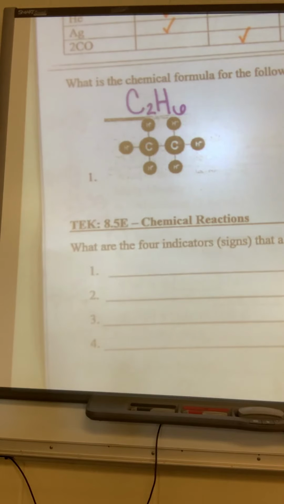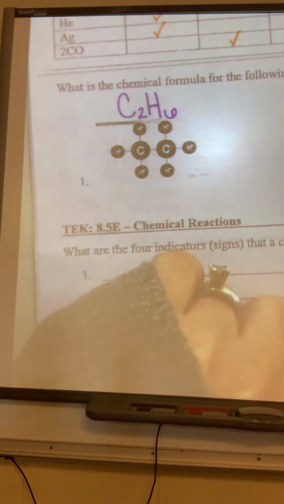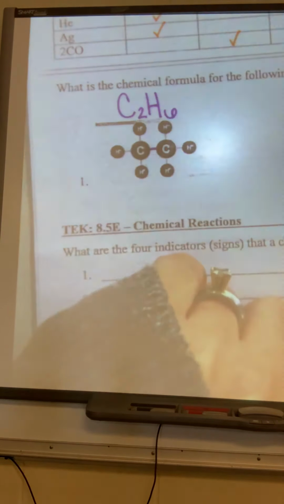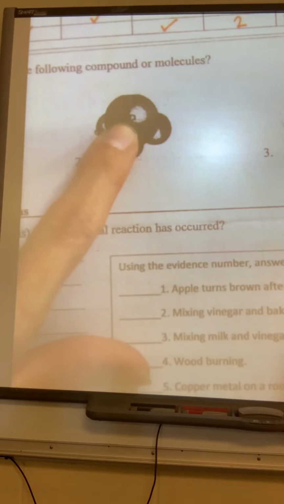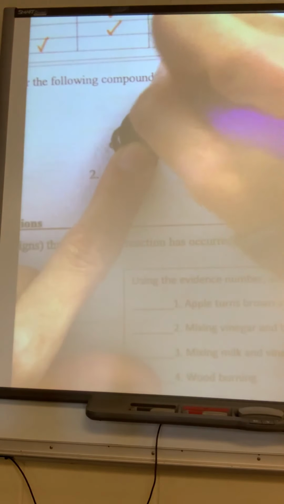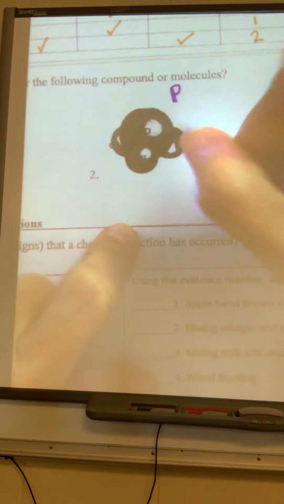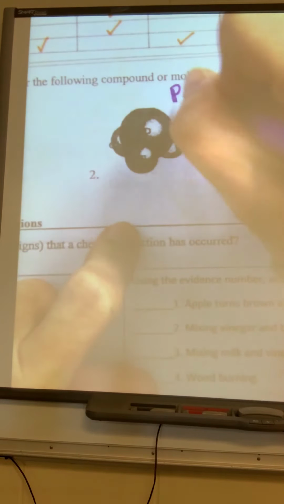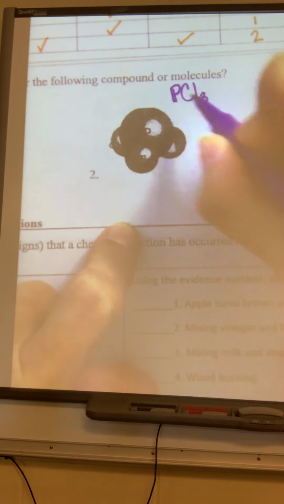All right, go to the next one. Now, why is that not 2 molecules? Because they're connected. See, it's touching right there, so it's all connected. All right, go to the next one. Now, this one's a little harder to read. That big one is a P. How many do I have of that? 1. Do I need to put a subscript? No. And then I have 3 little ones that are Cl. So what's that make? Subscript of 3.